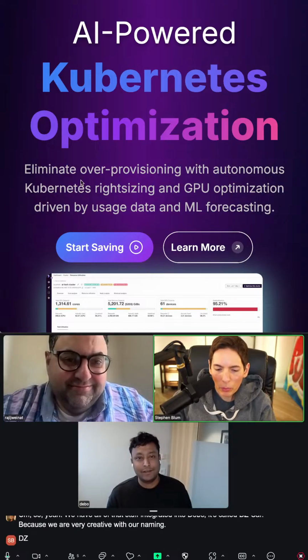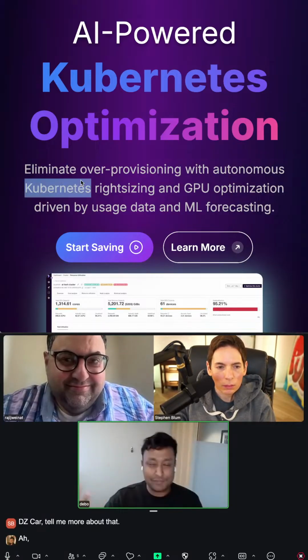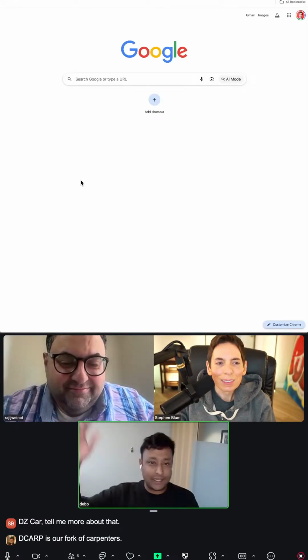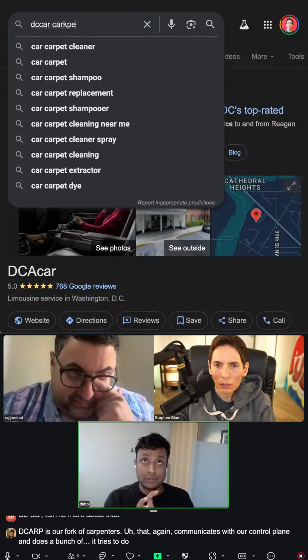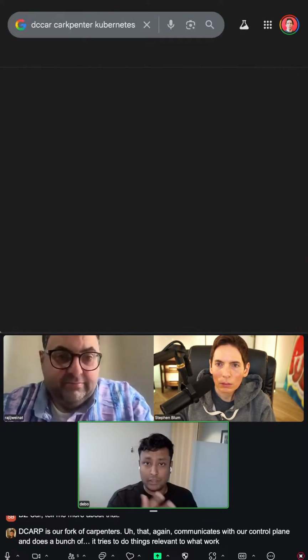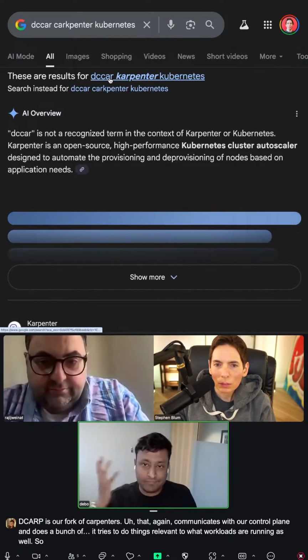DZ Karp. Tell me more about that. DZ Karp is our fork of Karpenter. It again communicates with our control plane and tries to do things relevant to what workloads are running as well.